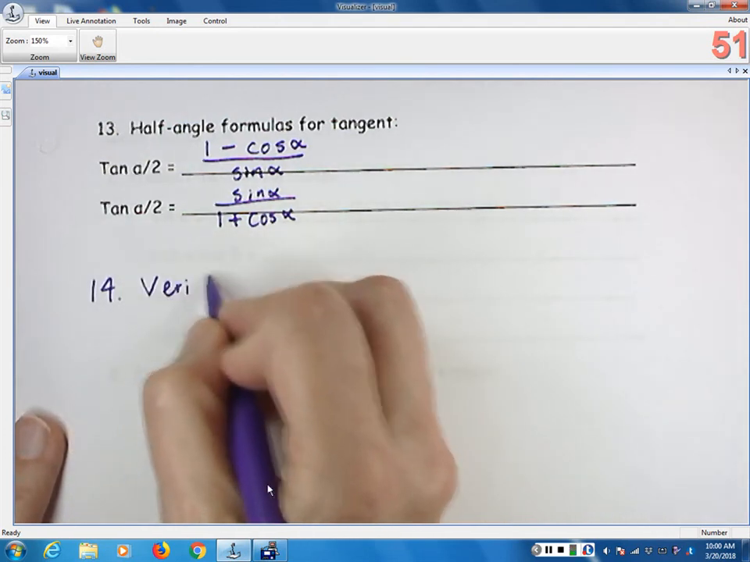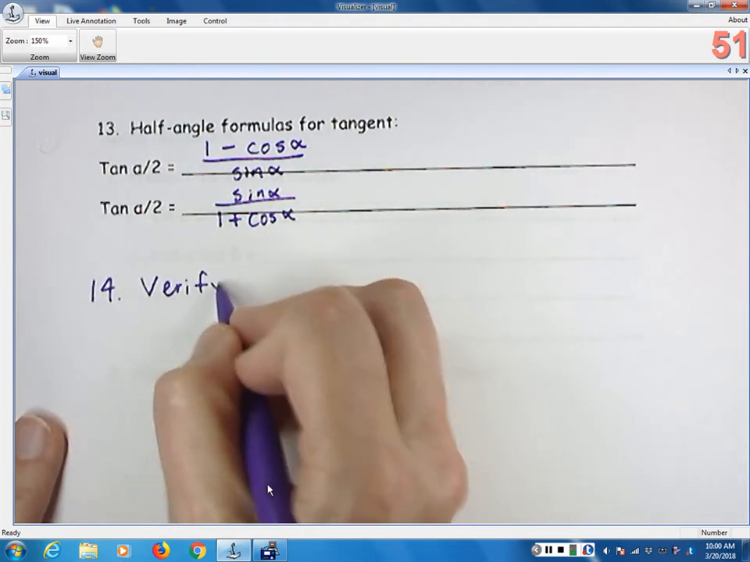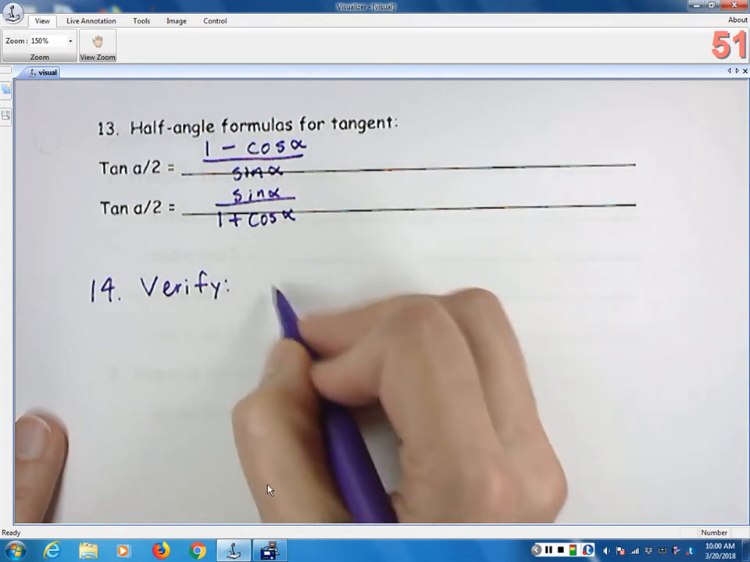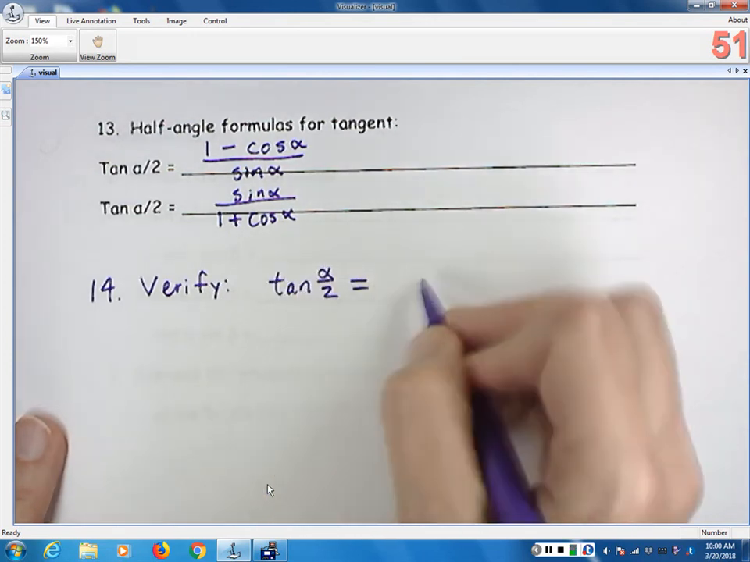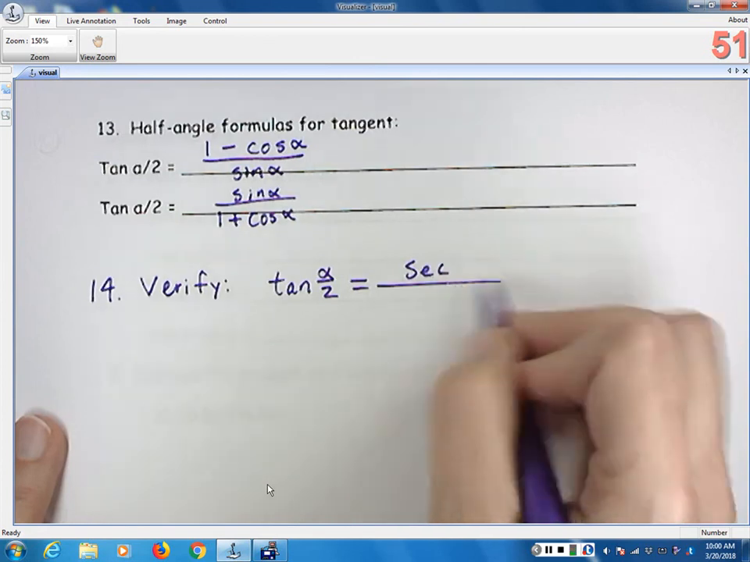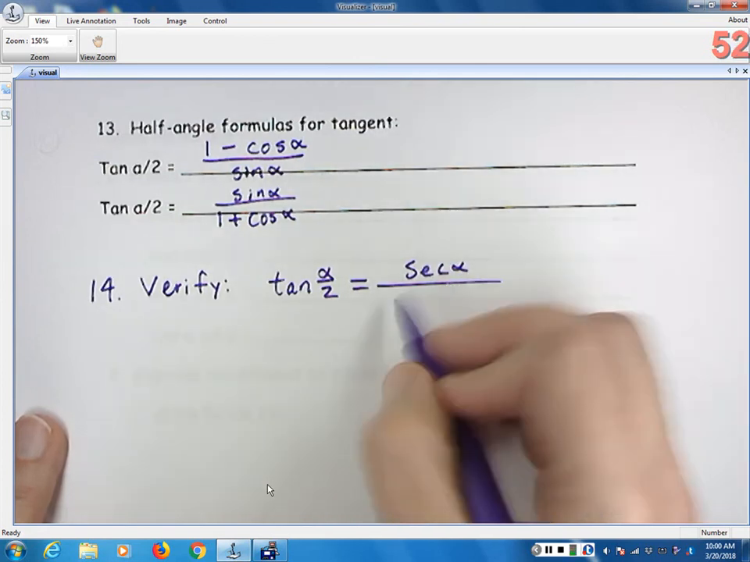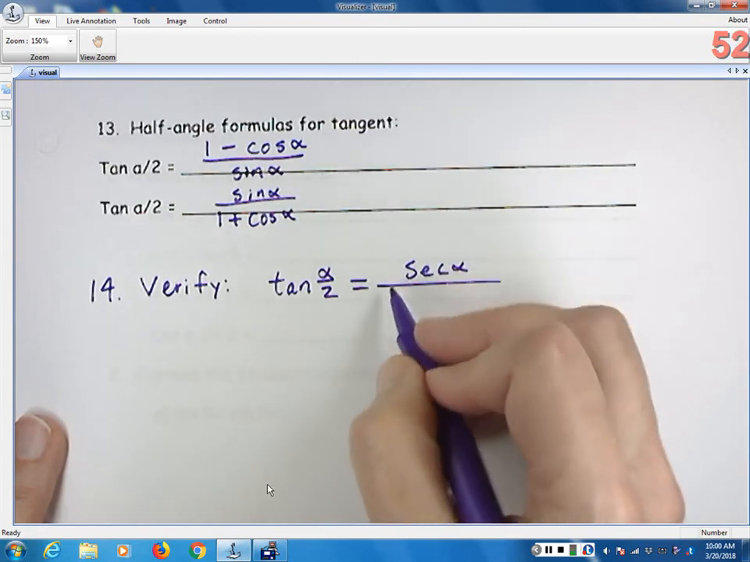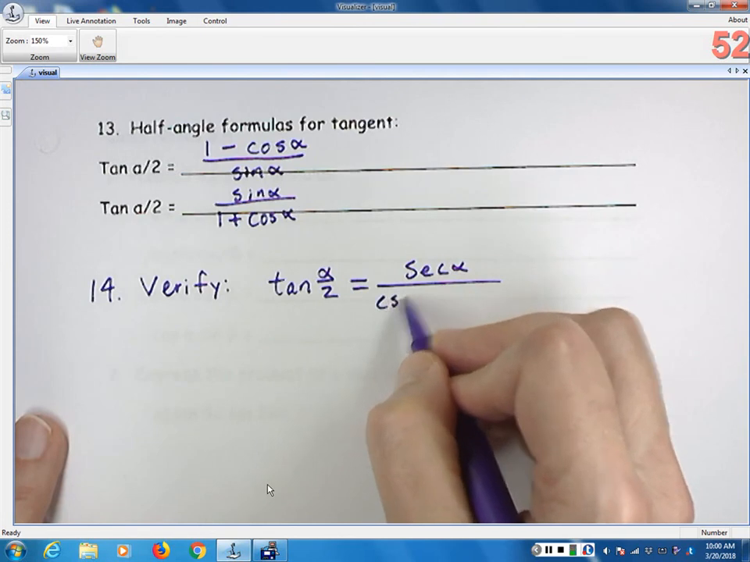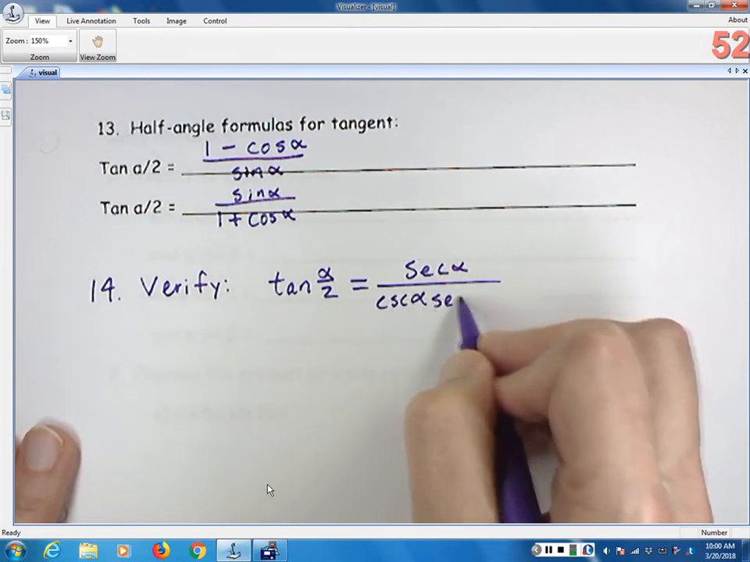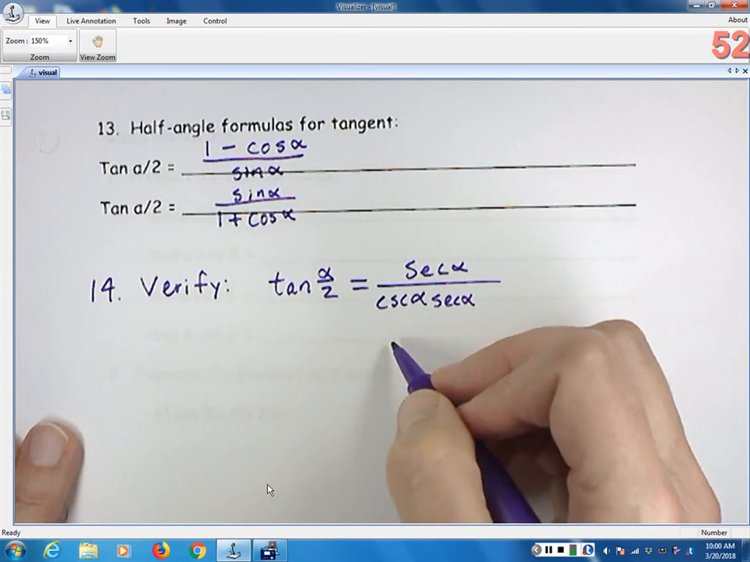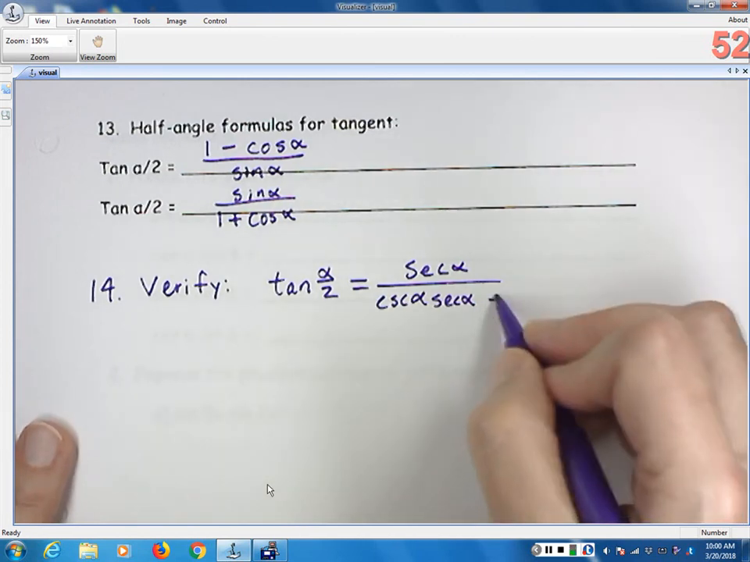So here's one: verify this identity that tangent of alpha over 2 equals secant of alpha divided by cosecant. No, I'll just write it like that. Secant. It was secant times cosecant plus cosecant.